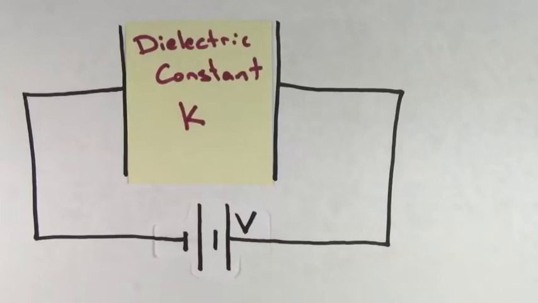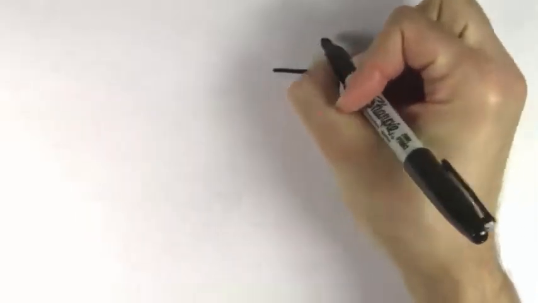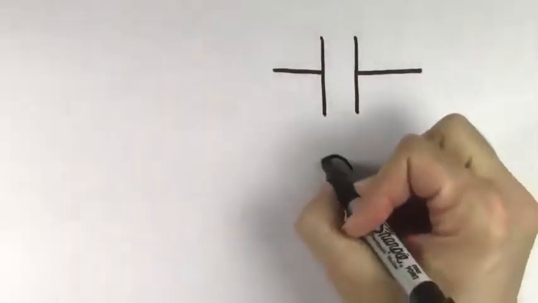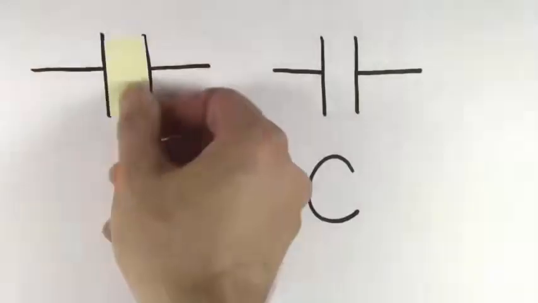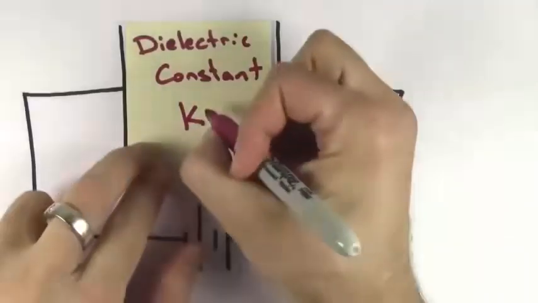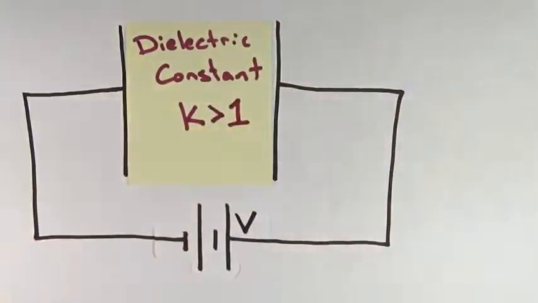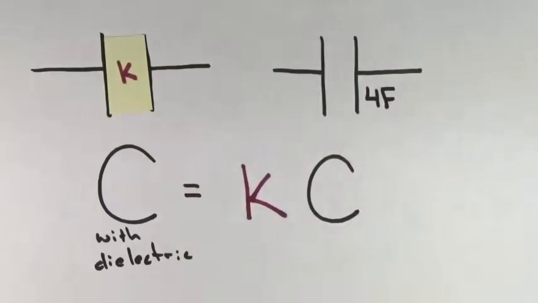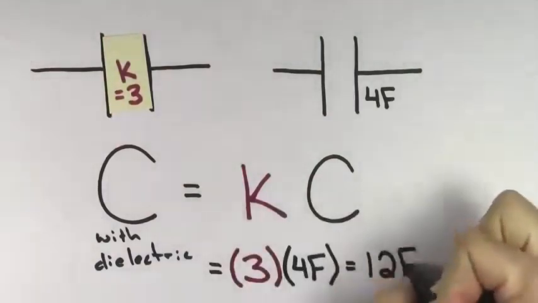The formula for finding out how the dielectric will change the capacitance is simple. If the capacitance of a capacitor before inserting a dielectric was C, then the capacitance after inserting a dielectric is just going to be K times C. We should note that since a dielectric always increases the capacitance, the dielectric constant K for a non-conducting material is always greater than 1. So for example, if a capacitor has a capacitance of 4 farads, when you insert a dielectric with dielectric constant 3, the capacitance will become 12 farads.